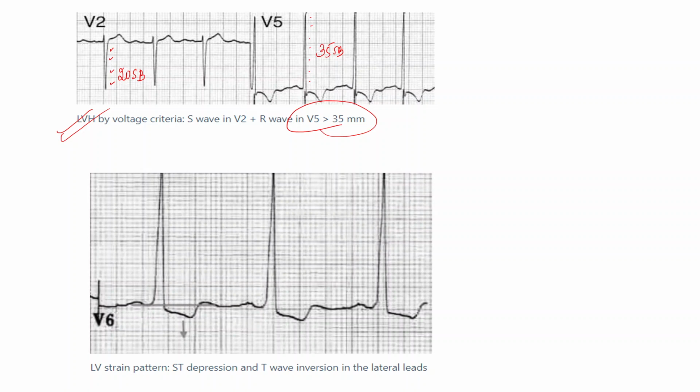But usually this left ventricular hypertrophy may be associated with an LV strain pattern. And I have already told you, whenever you are finding a strain pattern, you will get ST depression and T inversion along with that.